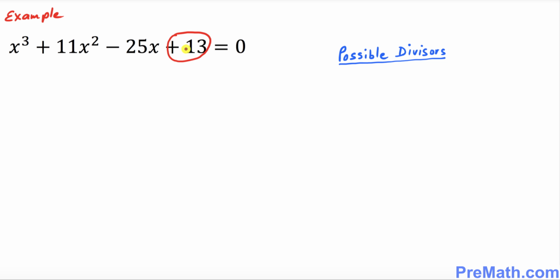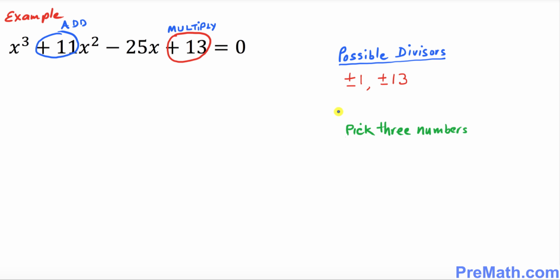And now we're gonna look at the next example, and over here I want you to focus on this very last number, which is positive 13. So what are the possible divisors for this one? Obviously they're going to be positive negative 1 and positive negative 13. And now the next step is we are going to pick any 3 feasible numbers among these divisors. If we add them, it's supposed to come out to be positive 11, and if we multiply them, this should be positive 13.